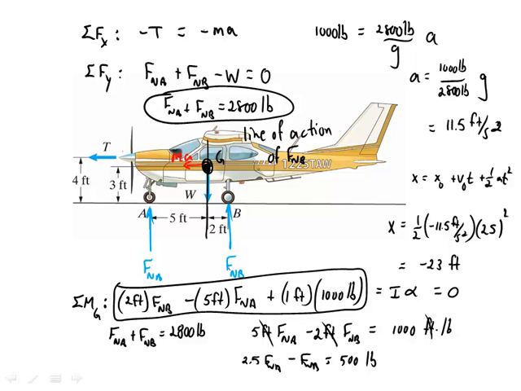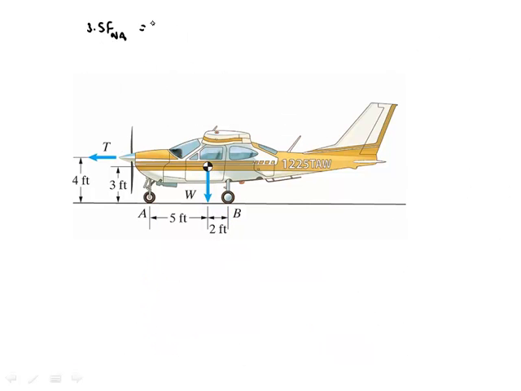And so what you'll see here is that I have 2 equations and 2 unknowns. If I add equation 1 and equation 2 together, I'm going to get 3.5 FNA. See, I have a positive FNB and a negative FNB, so those will cancel. And then 2,800 pounds plus 500 pounds, so that equals 3,300 pounds. And so FNA equals 3,300 over 3.5. And that's about 943 pounds. And then, of course, FNB is that taken from 2,800 pounds.